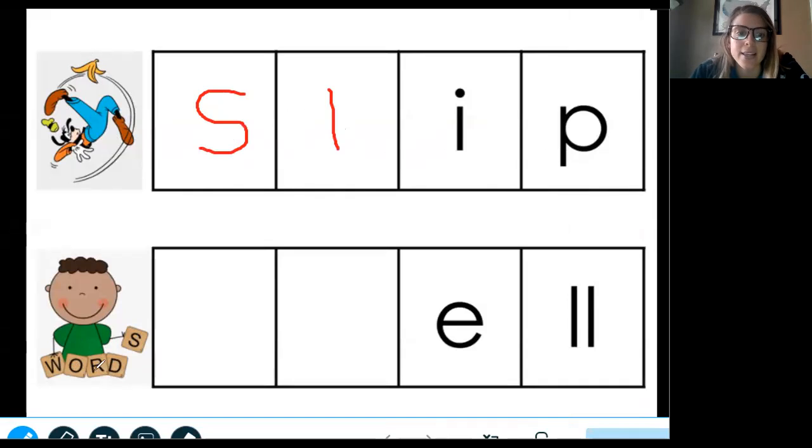Okay, now we have spell. Let's think of the sounds. S-P-E-L-L. Spell. So what do we need at the beginning? S-P. Spell. Is that what you have? If so, give yourself a pat on the back. Way to go. All right, you should have those 2 words written in your notebook.